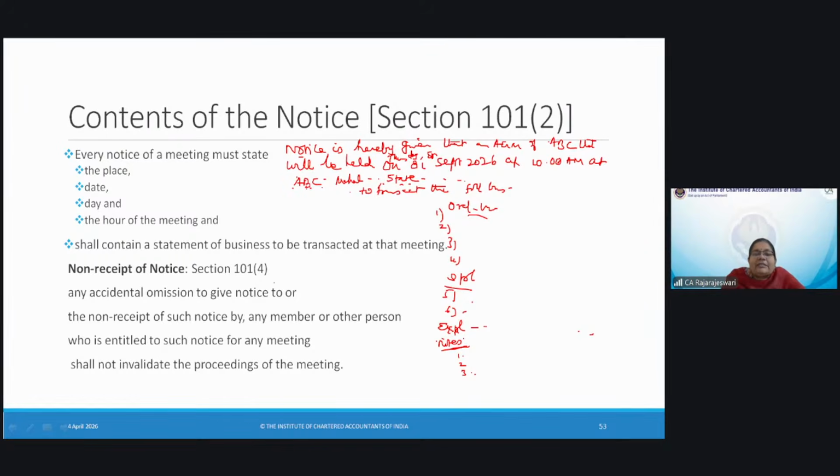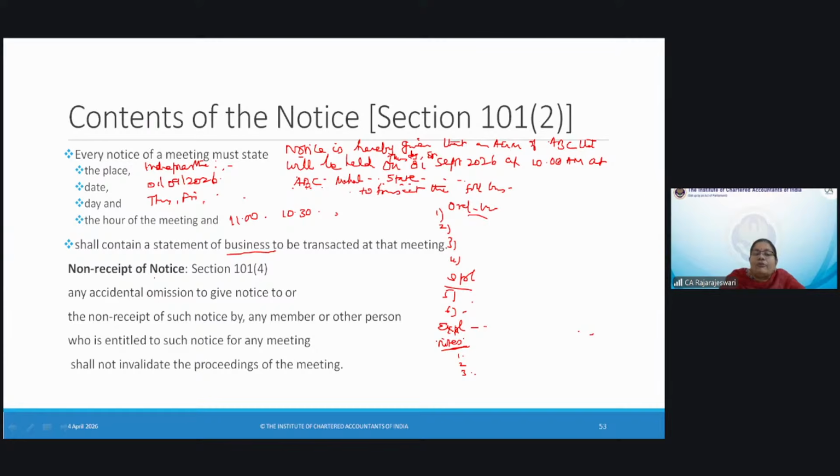So every notice of a meeting must state the place, date, day, and hour of the meeting. The place, say if it is at Indraprastha Marg, or in that place, where it is going to be held; date, 1st September 2026; day, Thursday, Friday or Saturday, whatever is the day. What is the time, the hour of the meeting? It is either 11 o'clock in the morning or 10:30, 10 a.m. And it should also specify the business to be transacted at the meeting: ordinary business, special business, all those things will be specified.